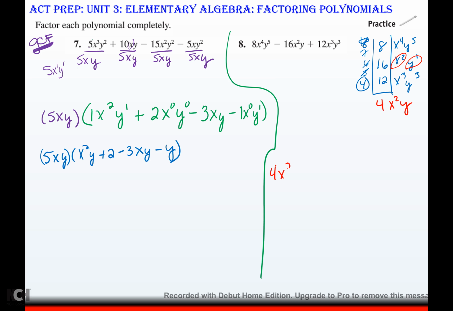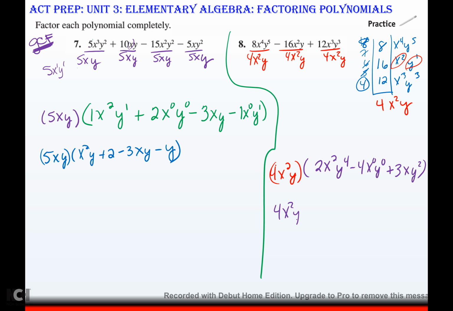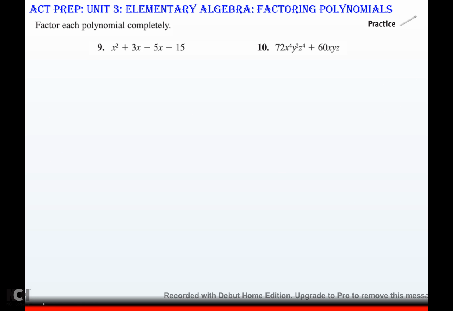Excuse me, so I have 4x squared y. To get what's left, I divide by 4x squared y, and what's left is going to be 2x to the 2nd, y to the 4th, minus 4x to the 0, y to the 0, plus 3x to the 1st, y to the 2nd. Clean up the zeros and I get 4x squared y times 2x squared y to the 4th minus 4 plus 3xy squared. Okay? Alright, number 9.